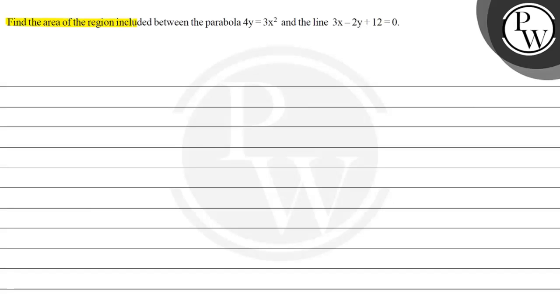Find the area of the region included between the parabola 4y equals 3x squared and the line 3x minus 2y plus 12 equals 0. Solution शुरू करने से पहले let's note down the key concept for this problem.